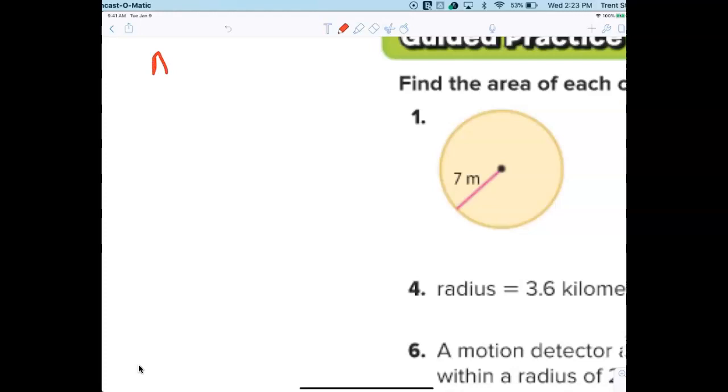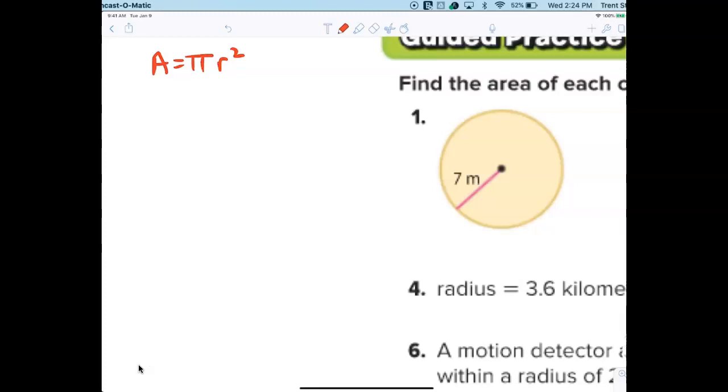I always try to remind kids the reason why it's r squared is because when you measure area, you measure with squares. That's how I was able to know the difference between the area formula and the circumference formula. Circumference is one-dimensional, meaning you're measuring a length, whereas area is measuring 2 dimensions. Again, formula: A equals pi r squared. Make sure you know that.